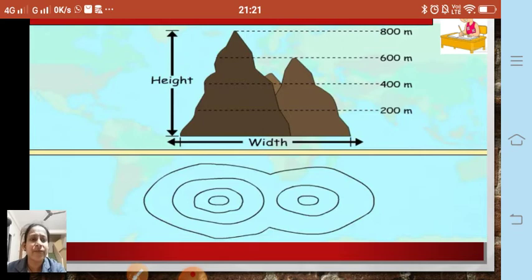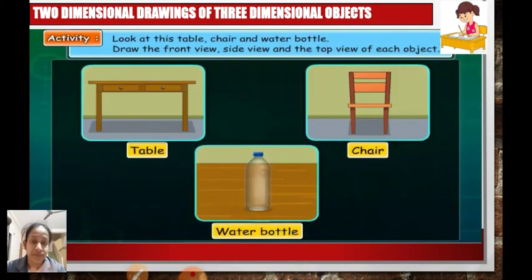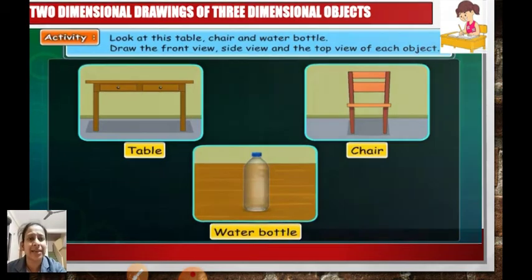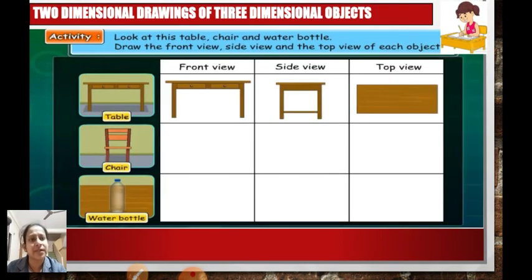Now let us take a few activities here to find out the side view, the front view and the top view of three different things. So look at the three pictures here. First one is the table, second one is a chair and third is a water bottle. First I am going to show you the front view, the side view and the top view of each one of these. So let's see the first one, that is the table. What is its front view, side view as well as the top view?